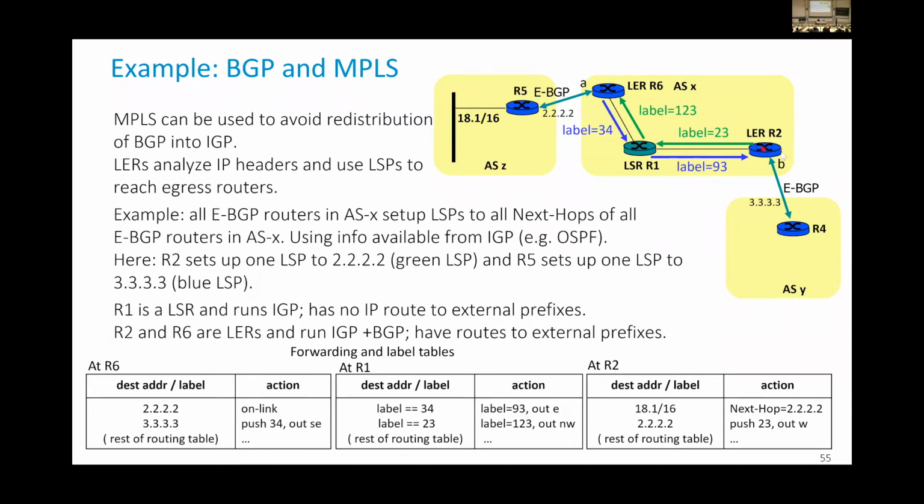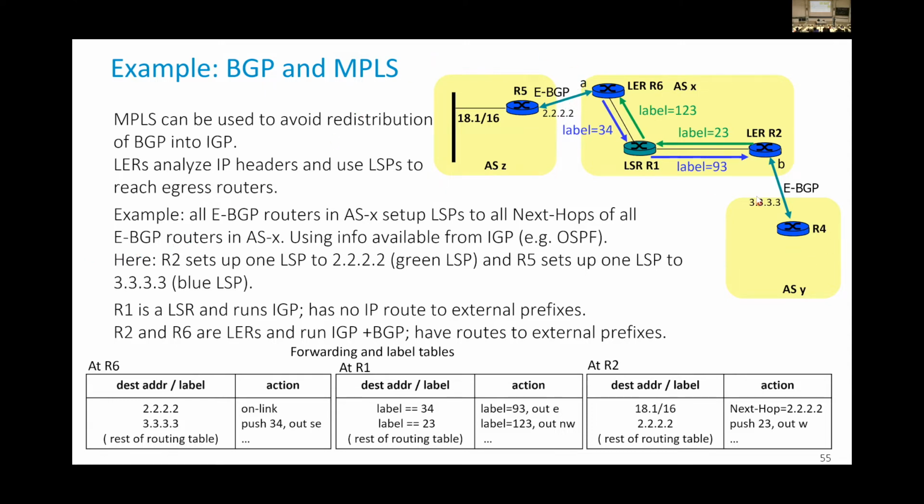So this router R2 now has to send transit packets to all the BGP border routers. An obvious way to do it is to set up an LSP to all the BGP border routers. So all eBGP routers in this transit domain will set up label switch paths to all next hops of all BGP routers in the same domain. So for every next hop address, I will set up a path.